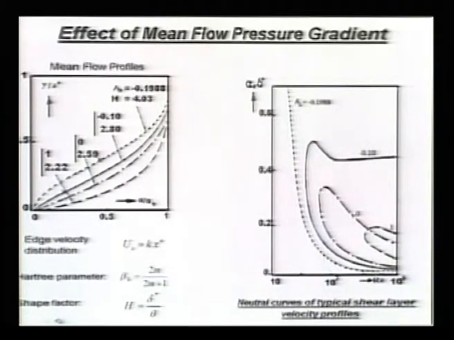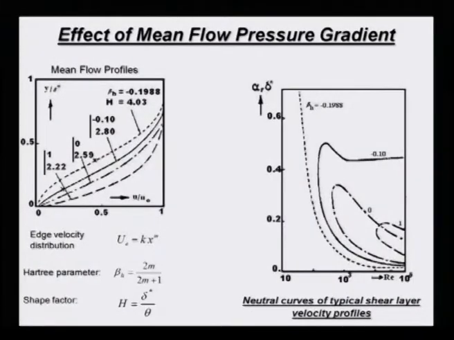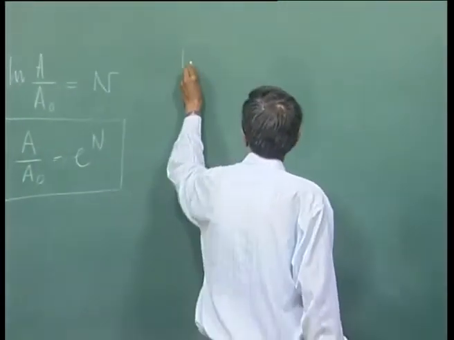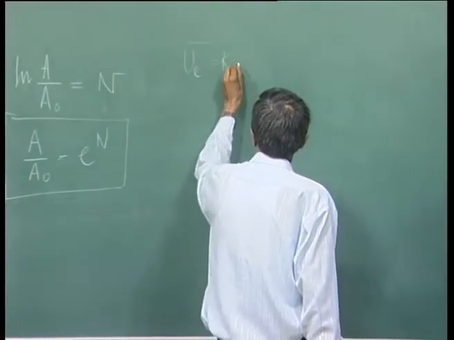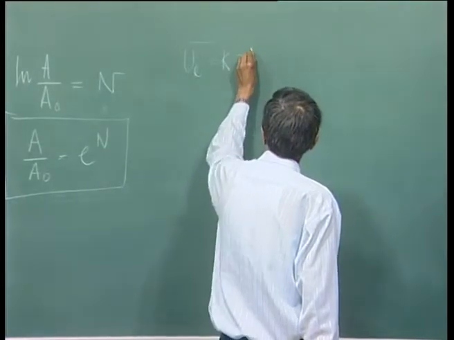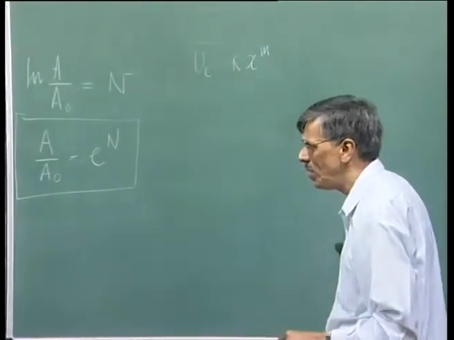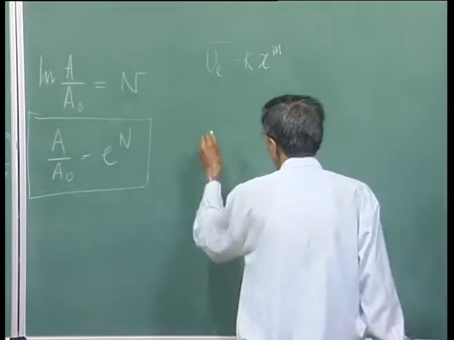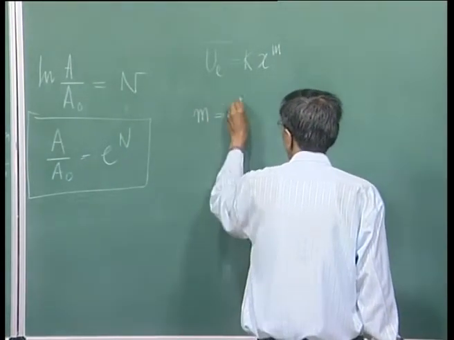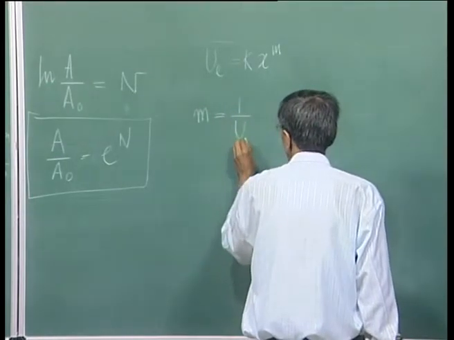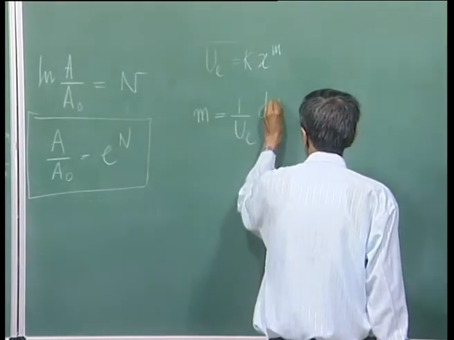How is this thing defined? It is defined by how the edge velocity varies with x. That edge velocity variation is given here by a similarity parameter, which is called the Falkner-Skan parameter m. What is this m? m, as we have written, you will see it is nothing but (1 over u e) d u e by dx.